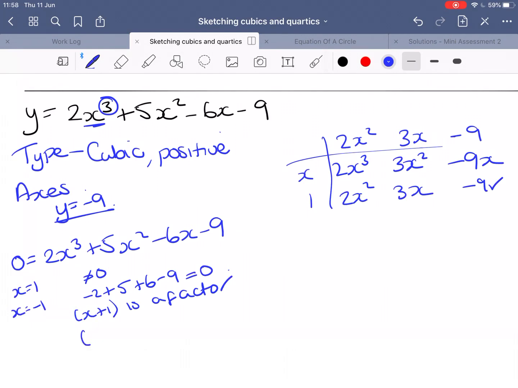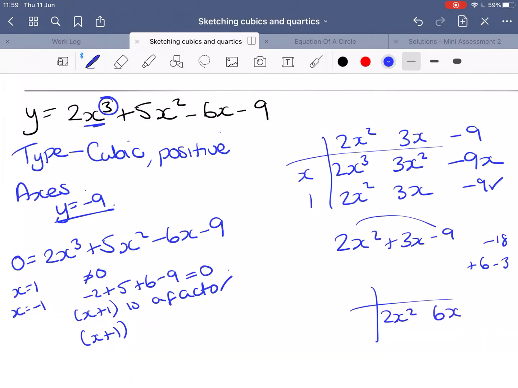So I've got x plus 1, and then I need to factorise 2x squared plus 3x minus 9. I need numbers that multiply to make minus 18, and they need to add to make 3. So it's going to be 6 and 3, and it's going to be plus 6 and minus 3. So let's do my grid method again. So I've got 2x squared, 6x, minus 3x, minus 9. So that makes 2x, that x, that minus 3, and that 3, and check in the bottom corner.